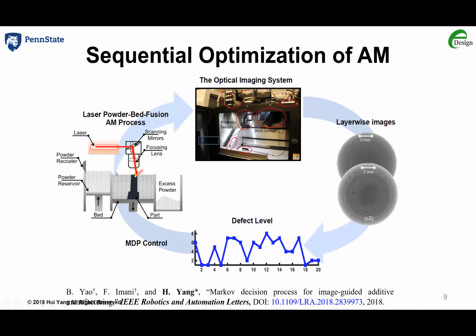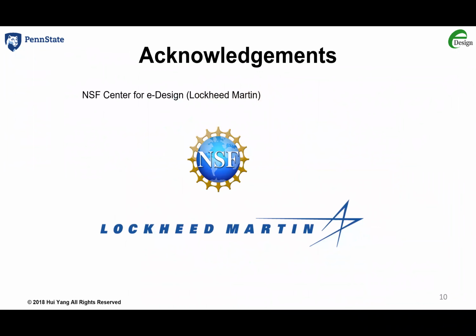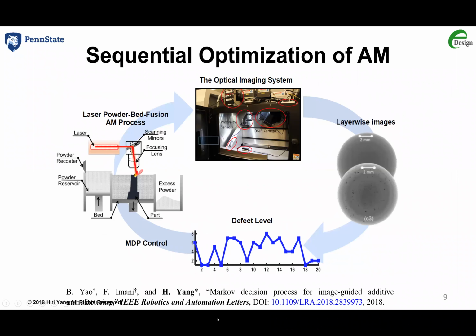So the idea we proposed is called sequential optimization of AM. We have AM, and every time we print a layer, we take an optical image, and based on the image, we estimate the defect. Then based on the probability of the defects, we take different actions. The actions include machining off this layer, or waiting and doing nothing, or doing laser refusion to repair. So different actions, and we go from layer to layer to sequentially optimize the AM. The details are available in the paper.